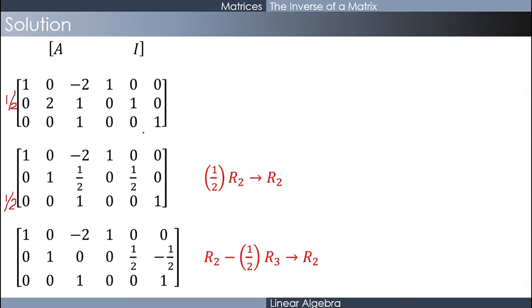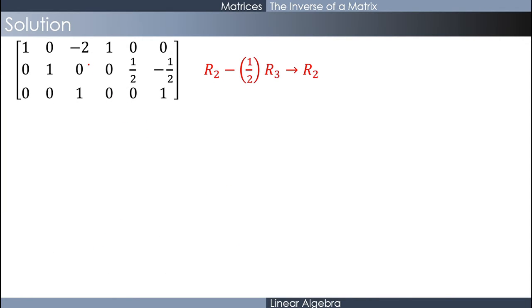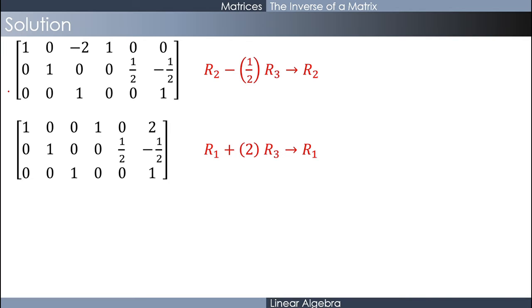Now our last goal is to turn this number, this -2, into 0, so we can complete our goal to turn the original matrix A side into the identity matrix. To do that, we will multiply the third row by 2 and add that to the first row.